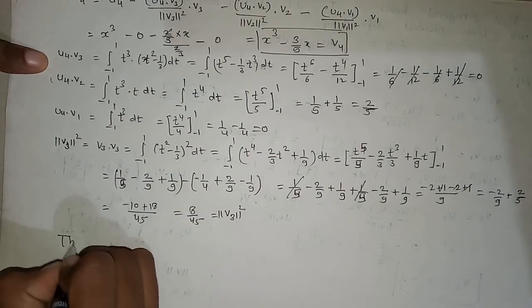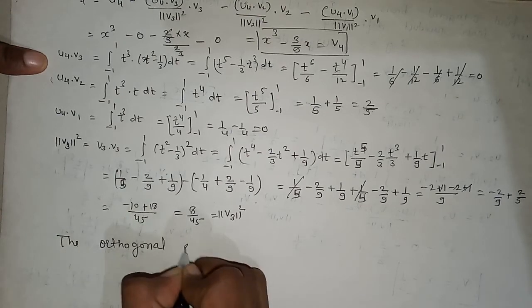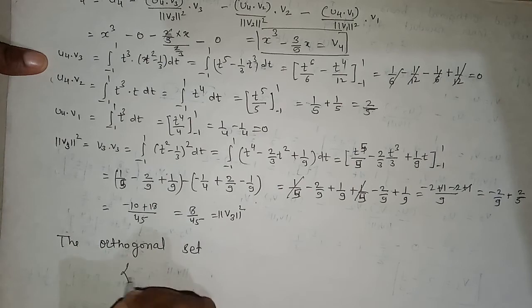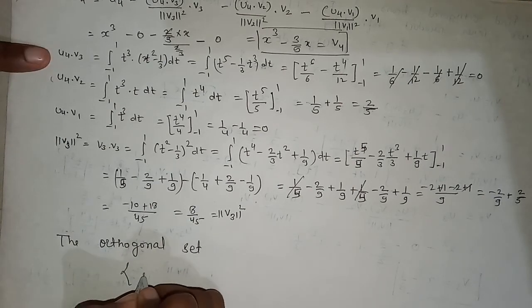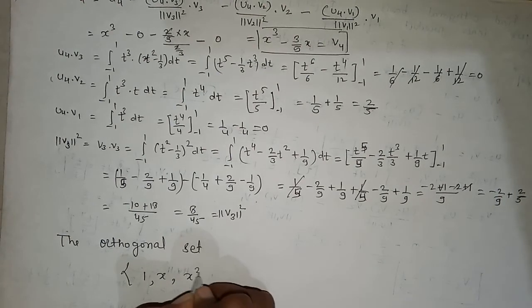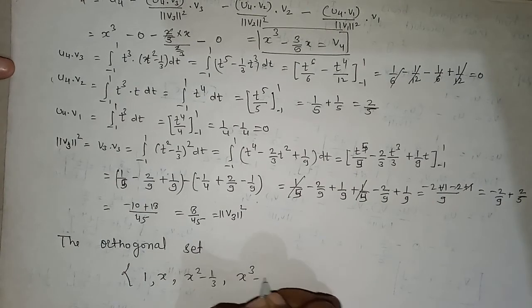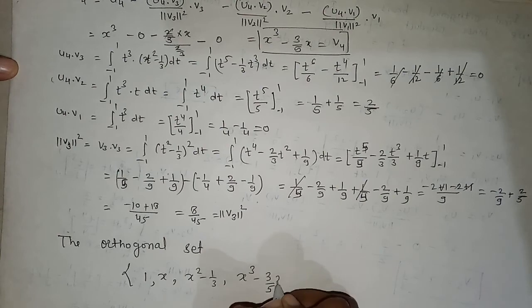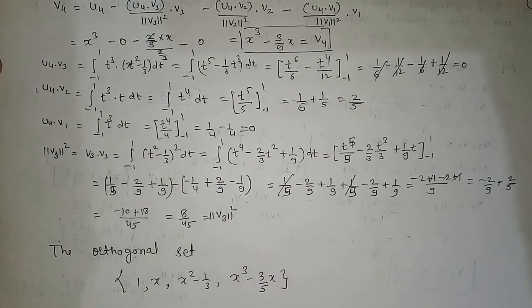So the orthogonal set is V1 as 1, V2 as x, V3 as x square minus 1 by 3, and V4 as x cube minus 3 by 5 x. So this is the orthogonal set. If it is asked to find orthonormal, then we will calculate norm of V4 square.